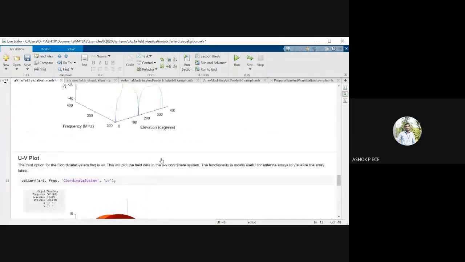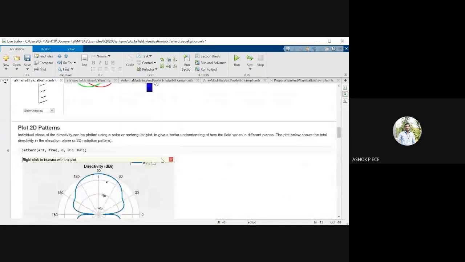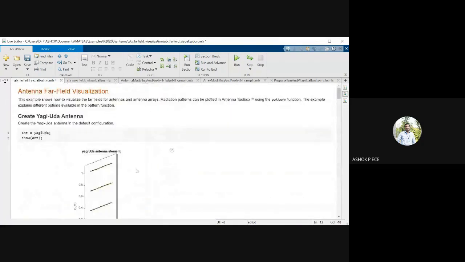Whatever parameters we have seen here in this particular example are all far field parameters. Far field means I'm going to measure the antenna parameters at some distance, at a longer distance from the point where the antenna is actually present.